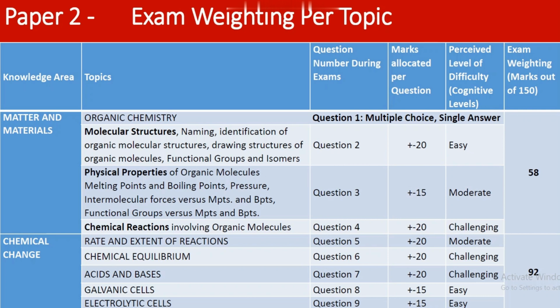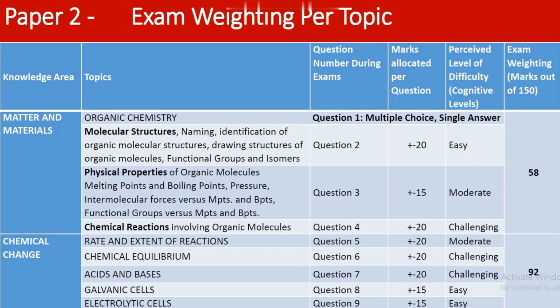The third part of organic molecules is chemical reactions. That one is a bit challenging. It can be tricky. It carries plus minus 20 marks. But at least you have got a consolation from question number 2 and 3, which gives you a total of about plus minus 35 marks out of the 58. So that's it for organic molecules. Let's move on to the other topics.